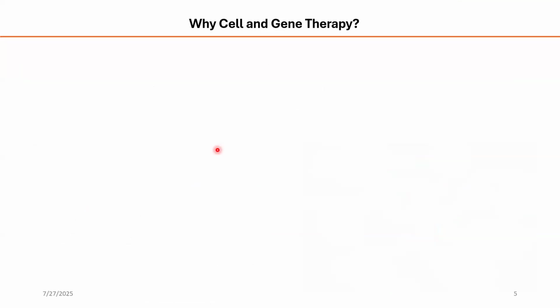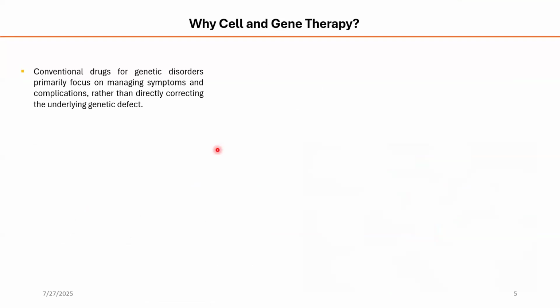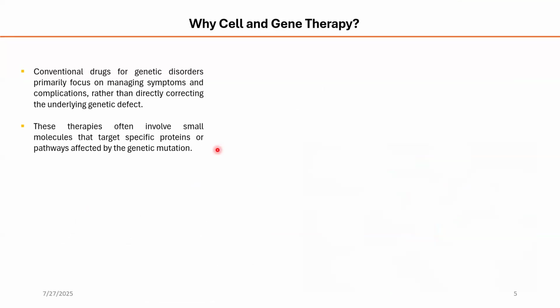So why cell and gene therapy? Conventional drugs for genetic disorders primarily focus on managing symptoms and complications rather than directly correcting the underlying genetic defect. So it's a long-term process when you use conventional drugs, and you have to use them repeatedly because they only target the biochemical pathways. These therapies often involve small molecules that target specific proteins or pathways affected by the genetic mutation.